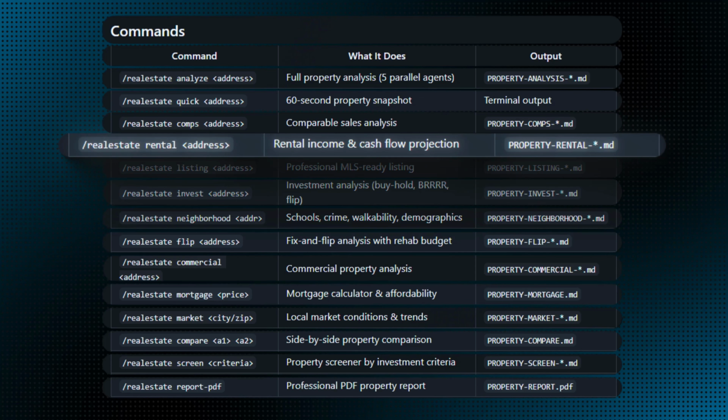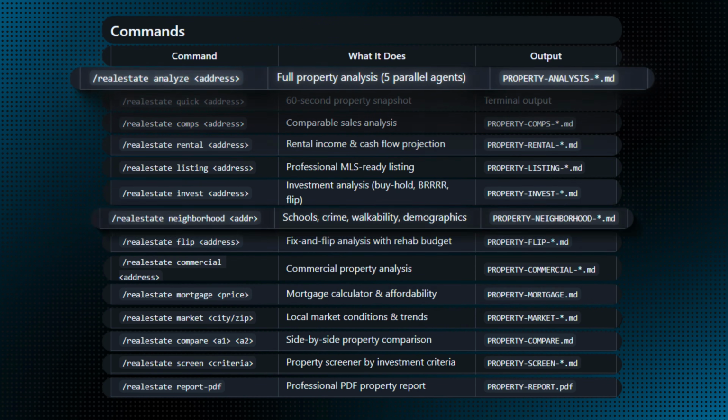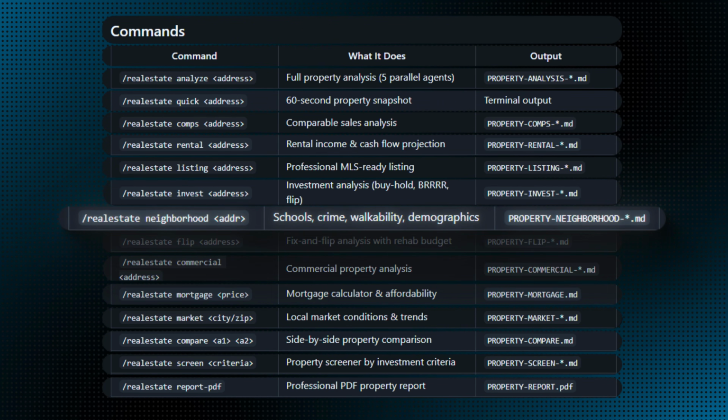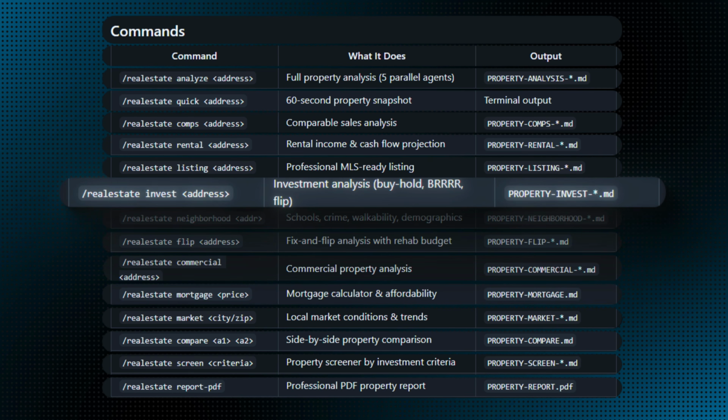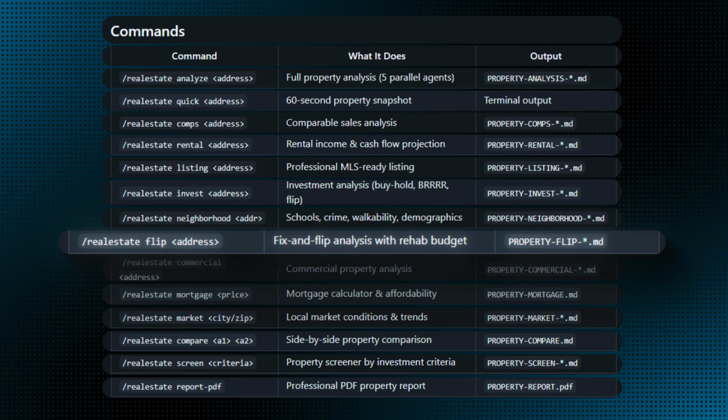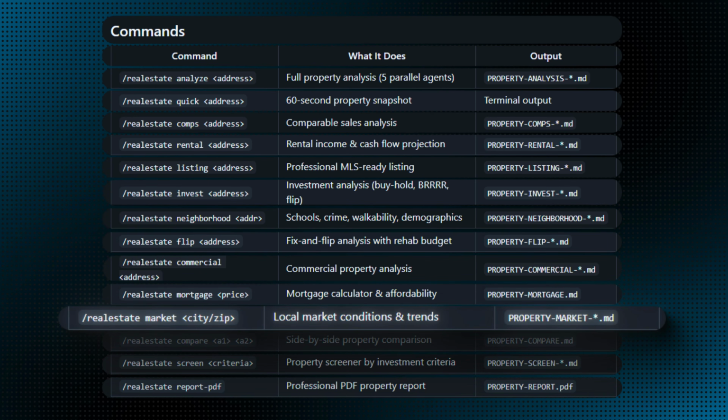cash flow with every expense accounted for, analyzes the neighborhood, schools, crime, walkability, demographics, growth trends, and runs a full investment analysis across buy and hold and fix and flip scenarios, and checks local market conditions to tell you if it's a buyer's or seller's market, all at the same time. I've been running this on multiple properties and the results are absolutely incredible.